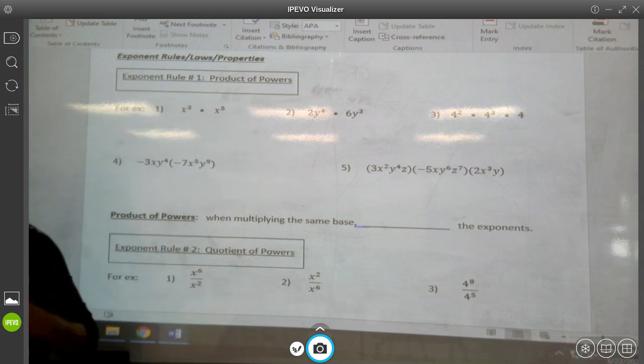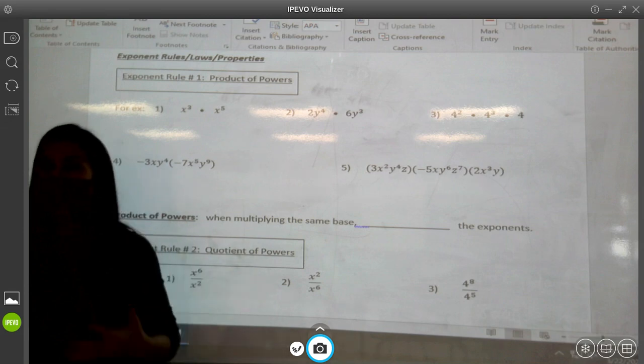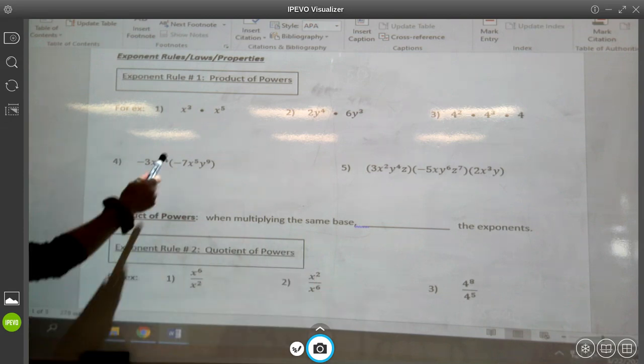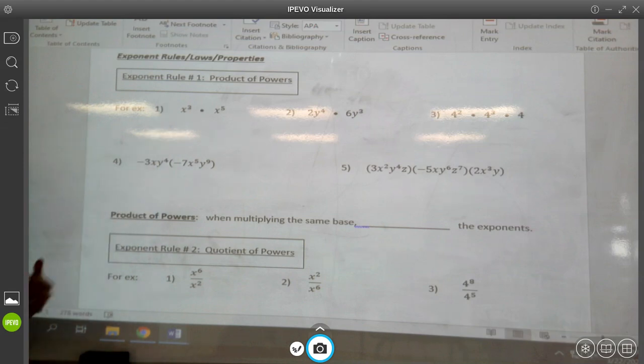So guys, product is multiplying. This is a multiplying problem. What do you do with exponents in multiplying problems? All right, look at example 1. Let's say they asked you to take x to the third and multiply with x to the fifth.